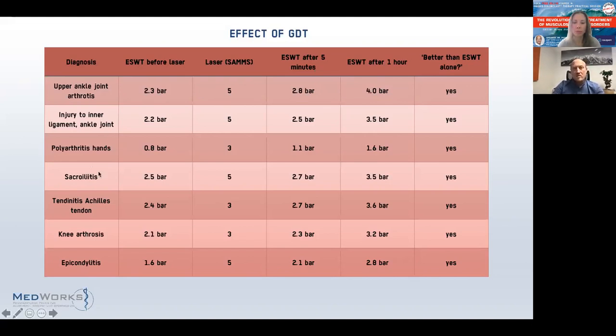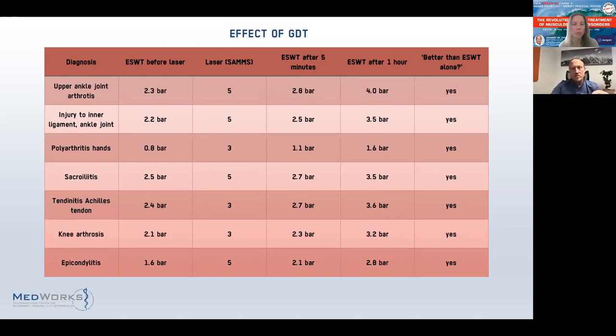And we did this on many more indications. You will see some of them in the case discussions now. I think this is very important to keep in mind. We can even increase the effect of the shockwave, the pressure and the effect in the tissue, by using the laser. But you can also use, of course, the laser on its own.